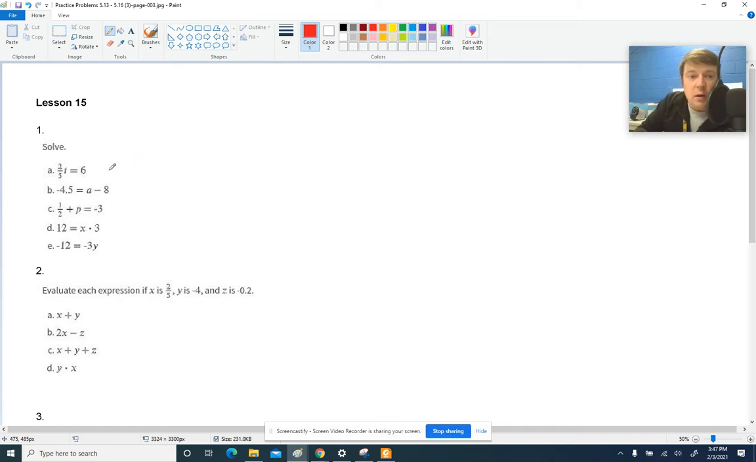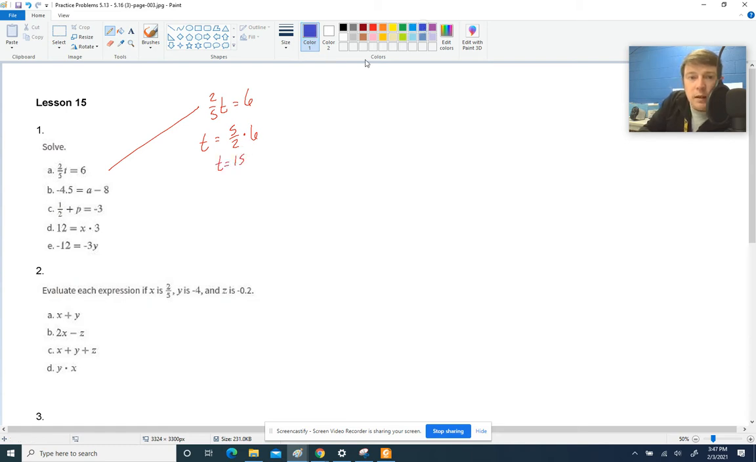Okay, so part A, you've got 2/5 t equals 6. I told you to find the variable in a problem that's multiplying like this. You can take the reciprocal of the multiplied number and multiply it by the other side. So you can really just do 5/2, which is its reciprocal, times 6. 6 divided by 2 is 3. 3 times 5 is 15. So this first one, t is equal to 15.